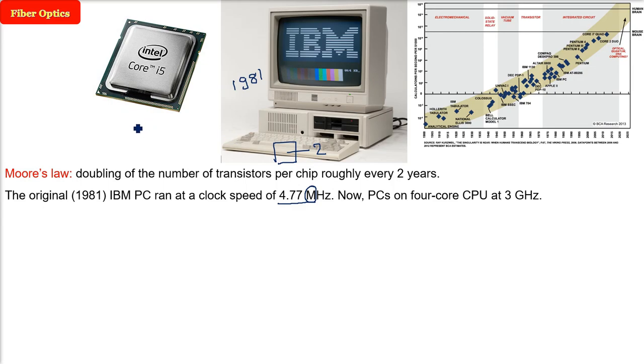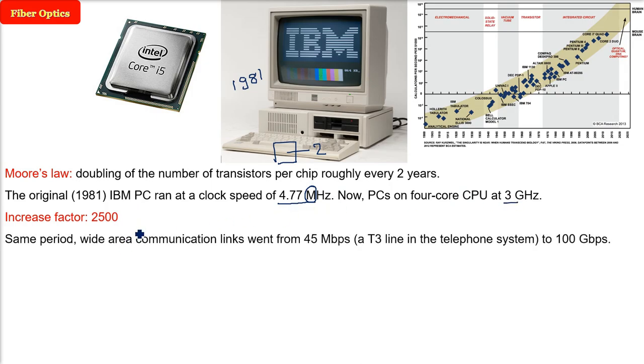Now today's PCs have multiple cores, a 4 core CPU, and they run at a speed higher than 3 gigahertz. So you see the comparison, the increase factor. If you just divide this 3 gigahertz by 4.77 megahertz, you'll get around 2500 times.